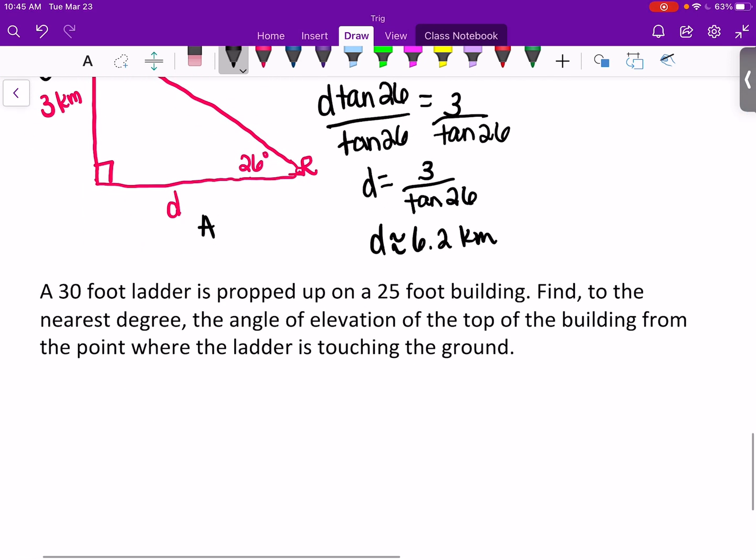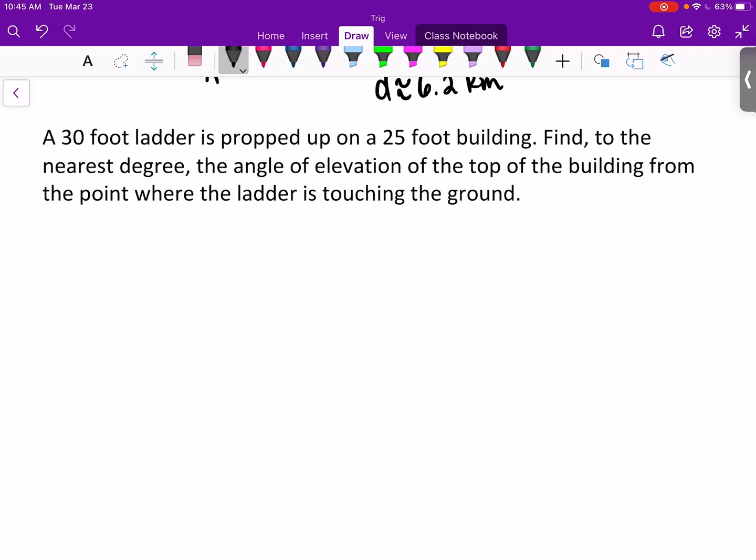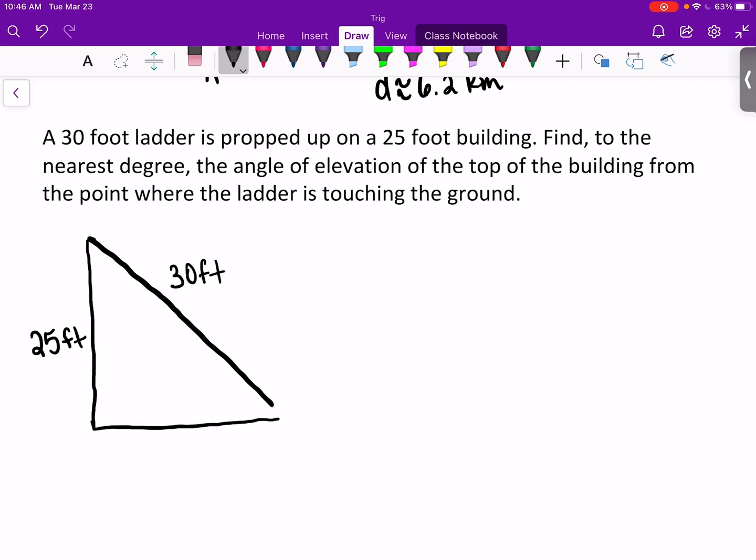Our last example is a little bit different. On this example, we are actually going to find the angle of elevation. This example says a 30-foot ladder is propped up on a 25-foot building. So imagine a ladder propped up on a building. It is usually at a slant. So here's my ladder. It is 30 feet long. And it is propped up on a 25-foot building. And our building is going straight up. Here's the ground at the bottom.